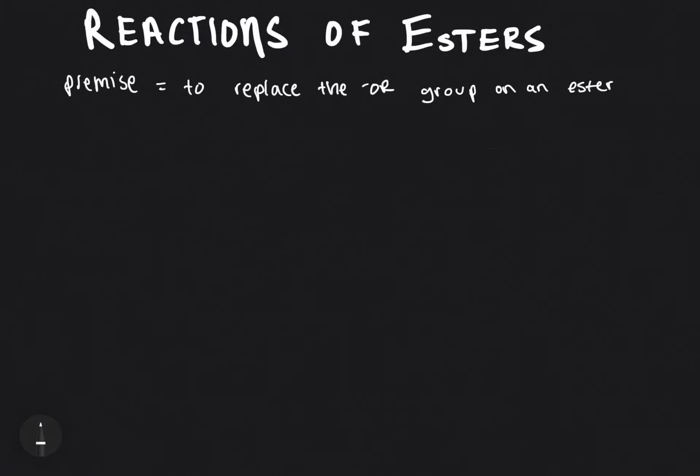Okay, so reactions with esters. Let's just go over a couple practice problems to help visualize what's going on here without having to work out a detailed mechanism. The premise of a reaction with an ester is just to replace the OR group of that ester with whatever you're adding. So let's take a look.